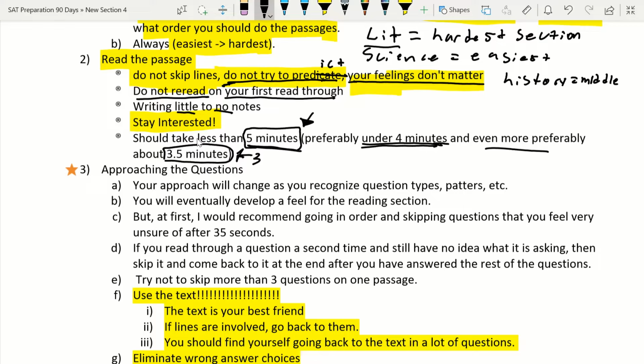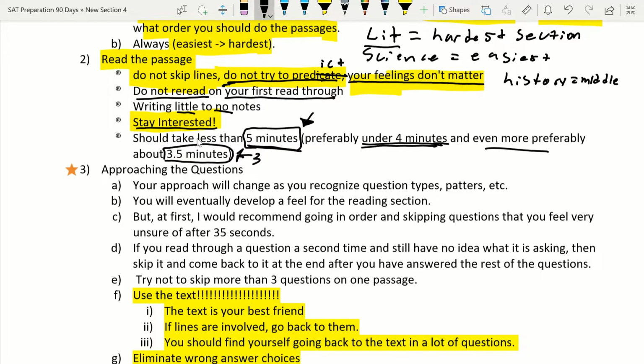So we want to make sure we stay interested in the passage, because if we're interested in it, we're going to remember it better. And then I talked about how you should take less than 5 minutes to read the passage, right? So your first read-through should take less than 5 minutes, preferably under 4, and even more preferably about 3.5 to 3 minutes on that passage. Now, if your passage is one with 2 passages that you're going to have to compare and contrast, then it might take more like 4 or 5 minutes.